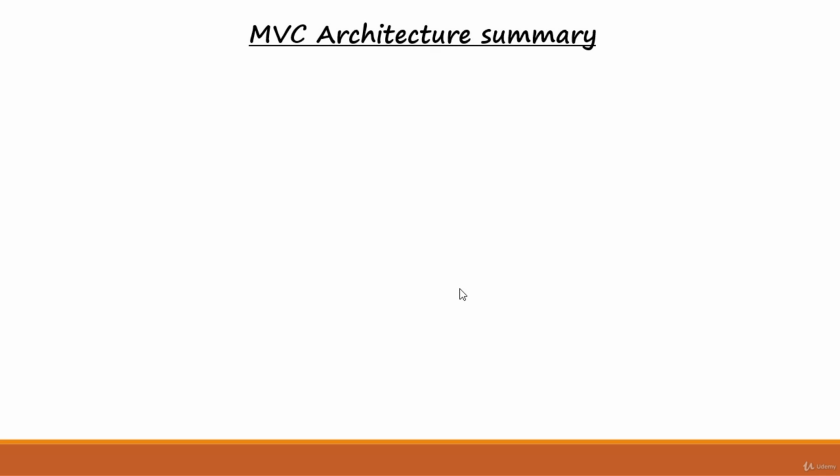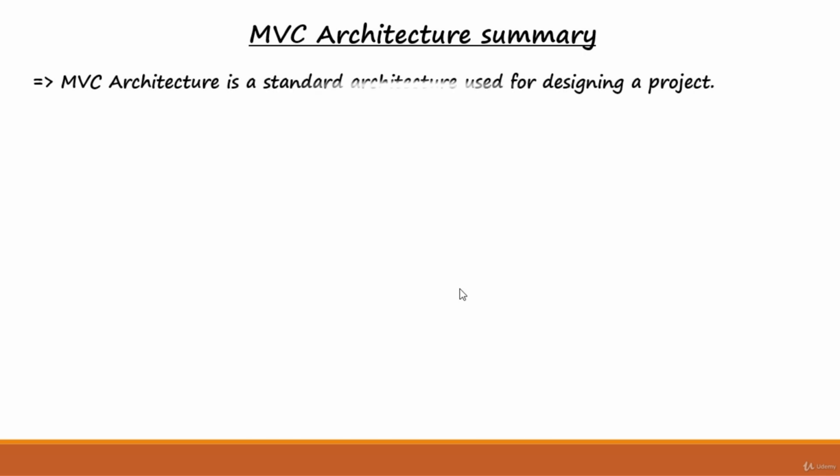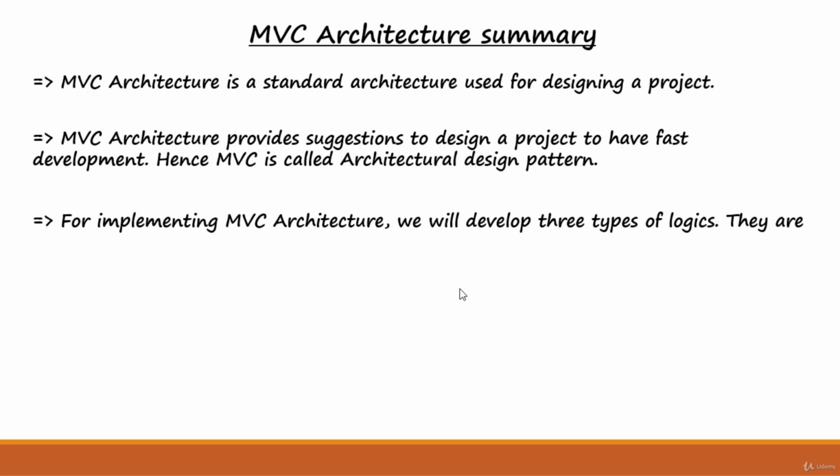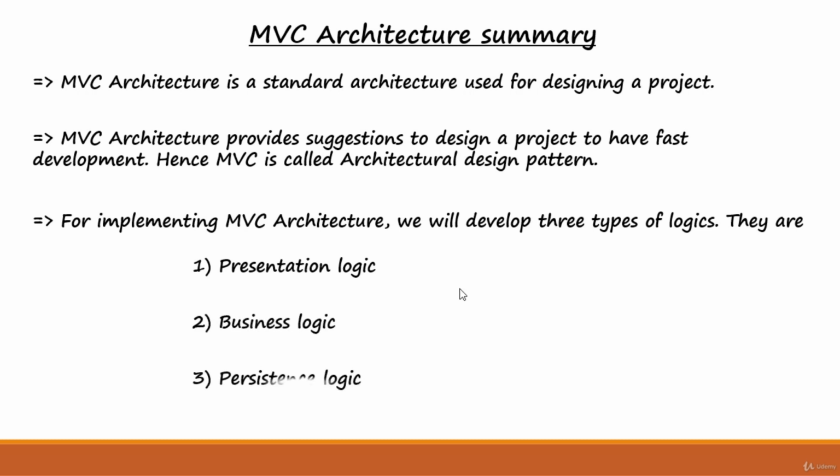So, the MVC architecture summary. We will see a summary of what we have learned till now. MVC architecture is a standard architecture used for designing a project. MVC architecture provides suggestions to design a project to have fast development. Hence, MVC is called an architectural design pattern. For implementing MVC architecture, we will develop three types of logics. They are, as we have seen before, presentation logic, business logic, and persistence logic.